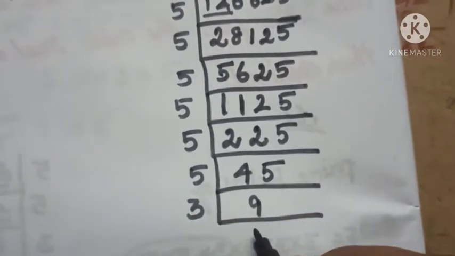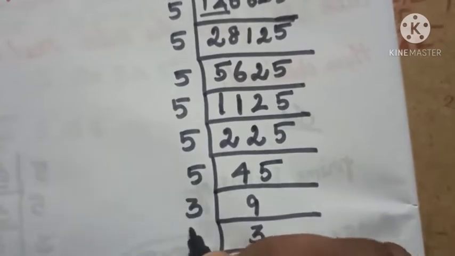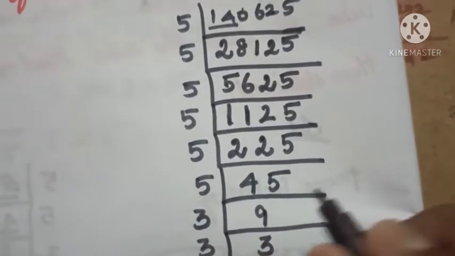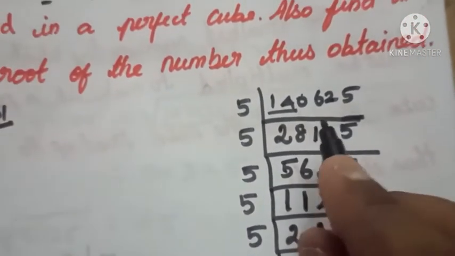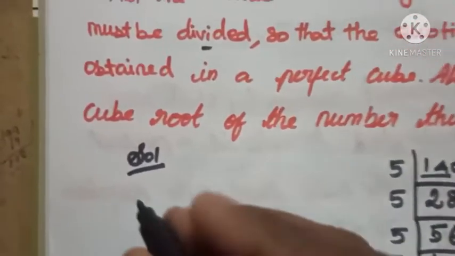This one is divisible by 3. 3 3s are 9. 3 1s are 3. Now we stop the process. Okay. So now you write all the prime factors.